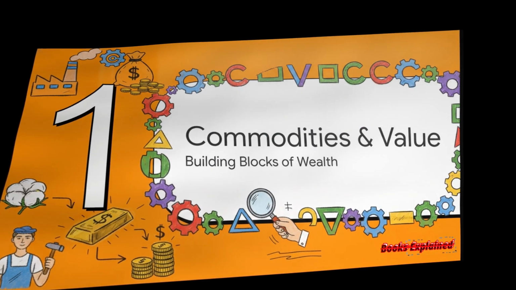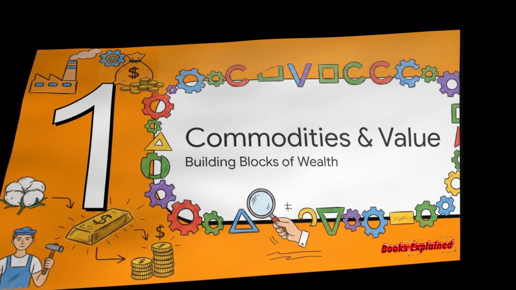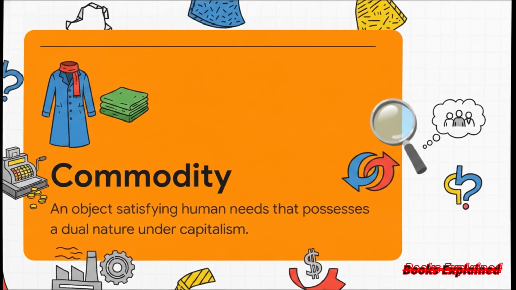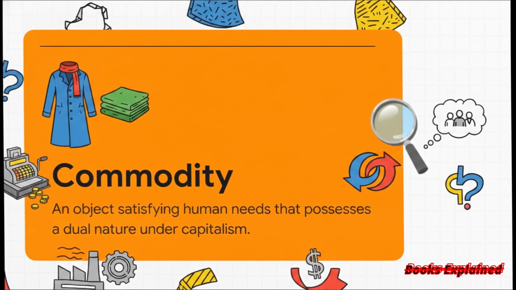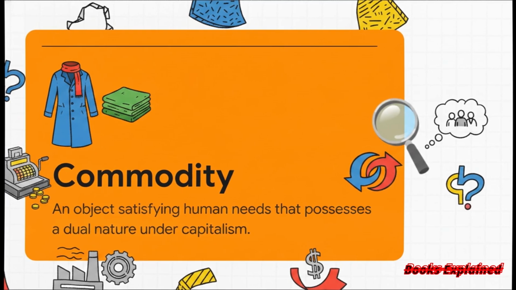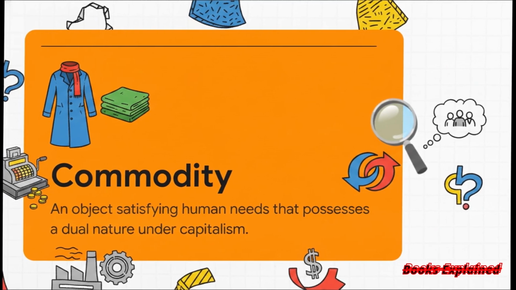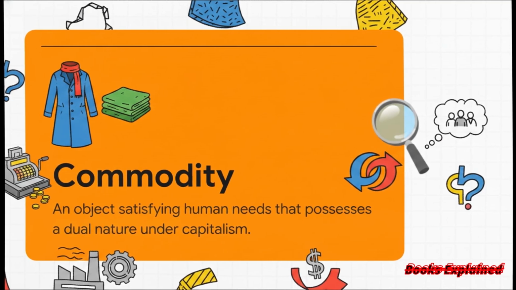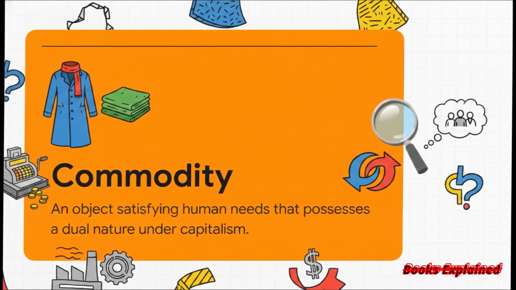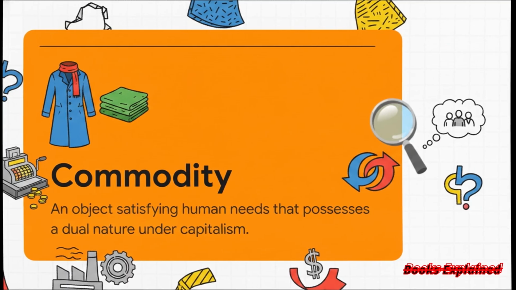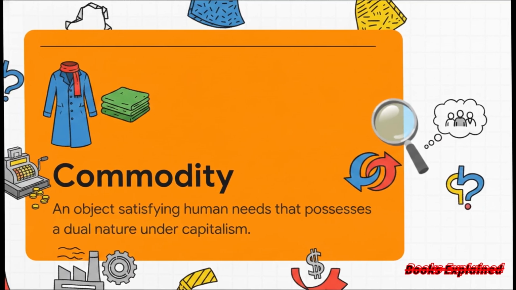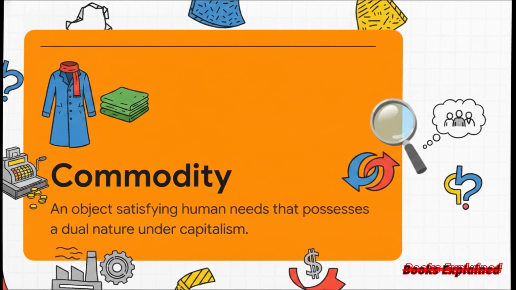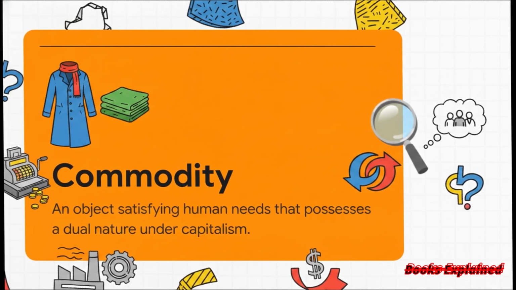Section 1. Commodities, labor, and value, the building blocks of wealth. Marx doesn't kick off his massive 3-volume critique with grand, sweeping theories of the state or society. Actually, he starts by looking at a simple, everyday object. Think of a coat, or maybe a piece of linen. He calls this a commodity. Under capitalism, wealth basically presents itself as an immense accumulation of these commodities. But as we'll see, these seemingly simple, everyday objects actually possess a very specific, dual nature.